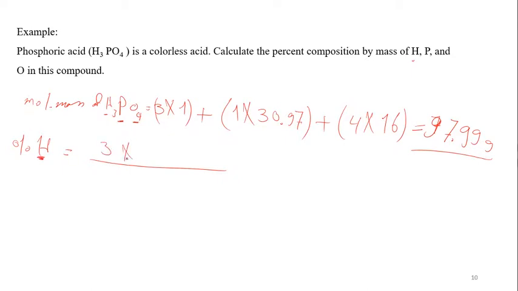So the percent composition of hydrogen would be equal to the number of atoms of hydrogen, which is 3, multiplied by the atomic mass of hydrogen, which is 1, divided by the molecular mass of phosphoric acid, which is 97.99 grams, multiplied by 100 to convert it into a percentage. This would be equal to 3.086%.